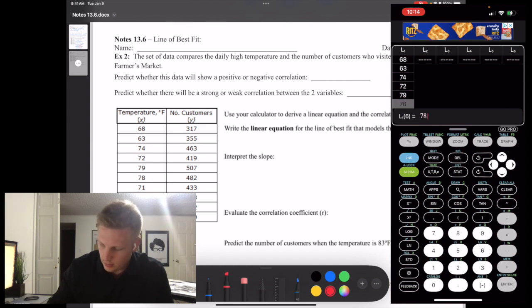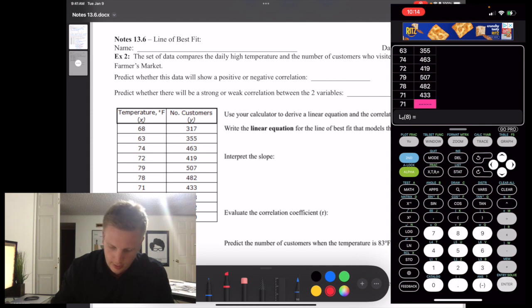79, 78, 71, 71, and 66. And we'll go over here to the other side, and it looks like we have 317, 355, 463, 419, 507, 482, 433, 388. Almost done. 340. And there we go.